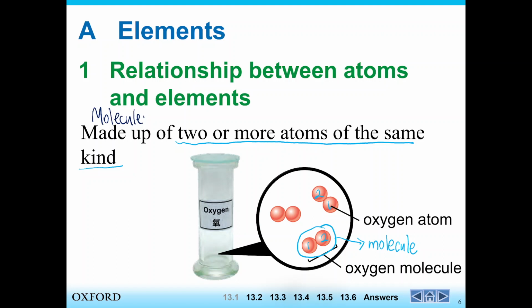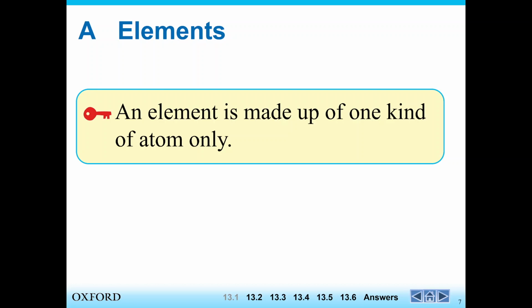A molecule is made up of two or more atoms. That's the main focus here. So to summarize this part, an element is made up of only one kind of atom. Remember, as I said, the element could be a gold bar, and if you keep splitting it, if you keep cutting it, eventually you'll find that there is a single kind of atom only.